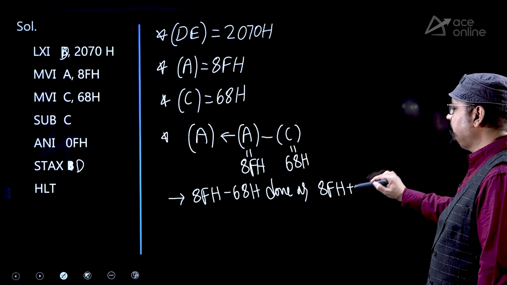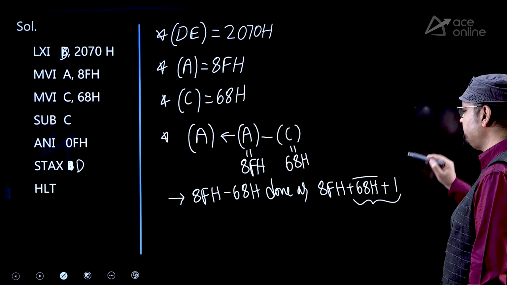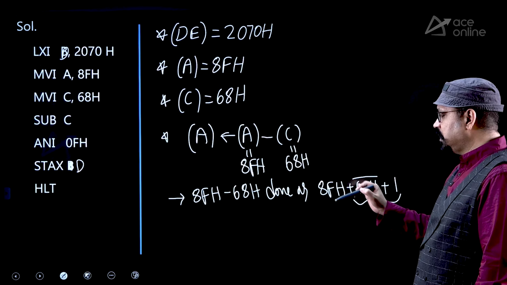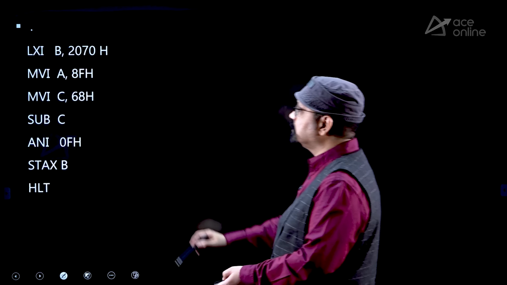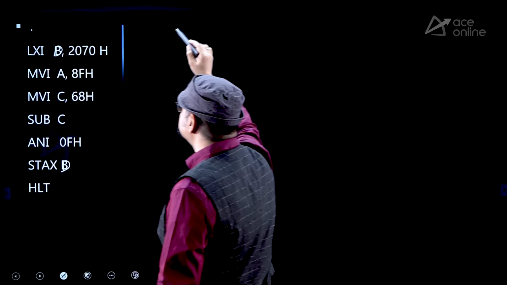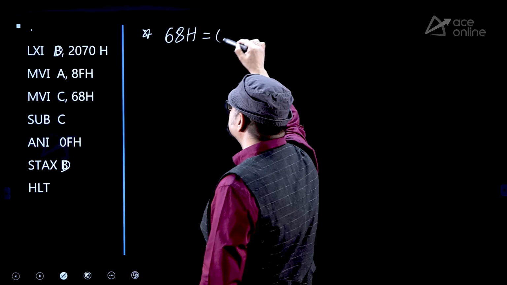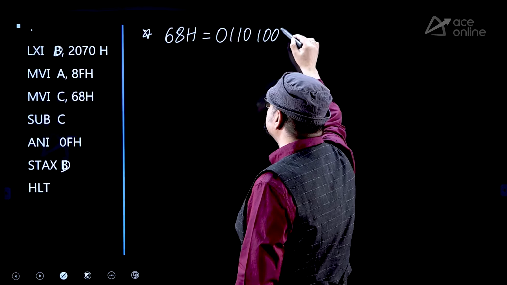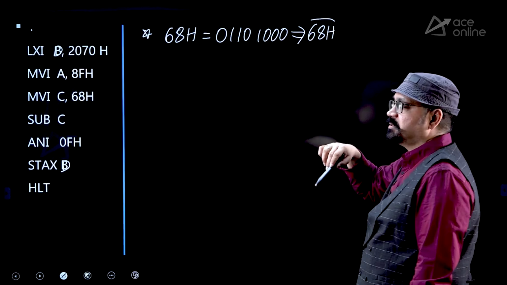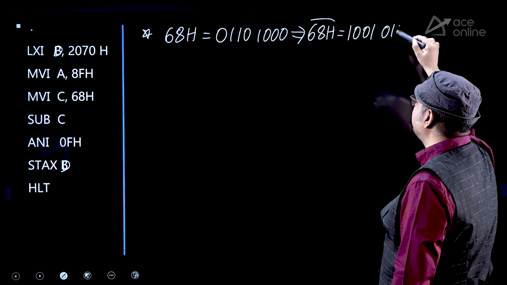8F hexa plus 68 hexa bar plus 1. What is this 68 hexa bar plus 1? That is the 2's complement of it. So we are supposed to find this first, then we will do the addition. Let's say D. Take 68 hexa: 0 1 1 0 1 0 0 0. Complement it, the 1's complement: 0 becomes 1, 1 becomes 0. You also do it: 1 0 0 1 0 1 1 1.